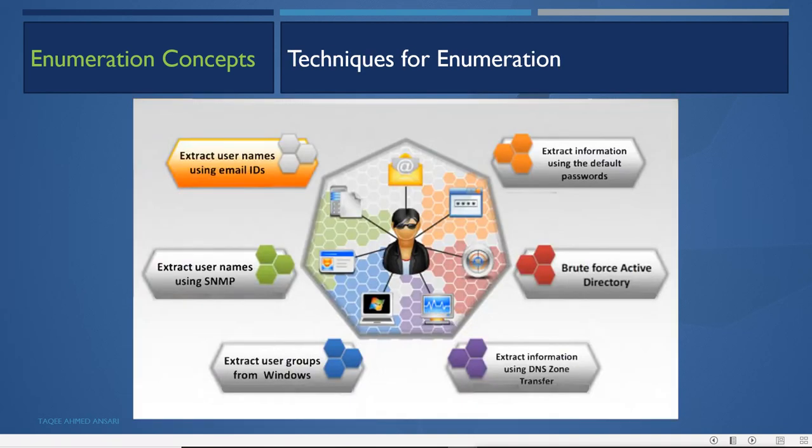Now, techniques of enumeration. We have different techniques of enumeration. We can extract usernames using email IDs. An email ID is a combination of the username at the rate domain name. So if you remove the domain name from it, it can give you the username.